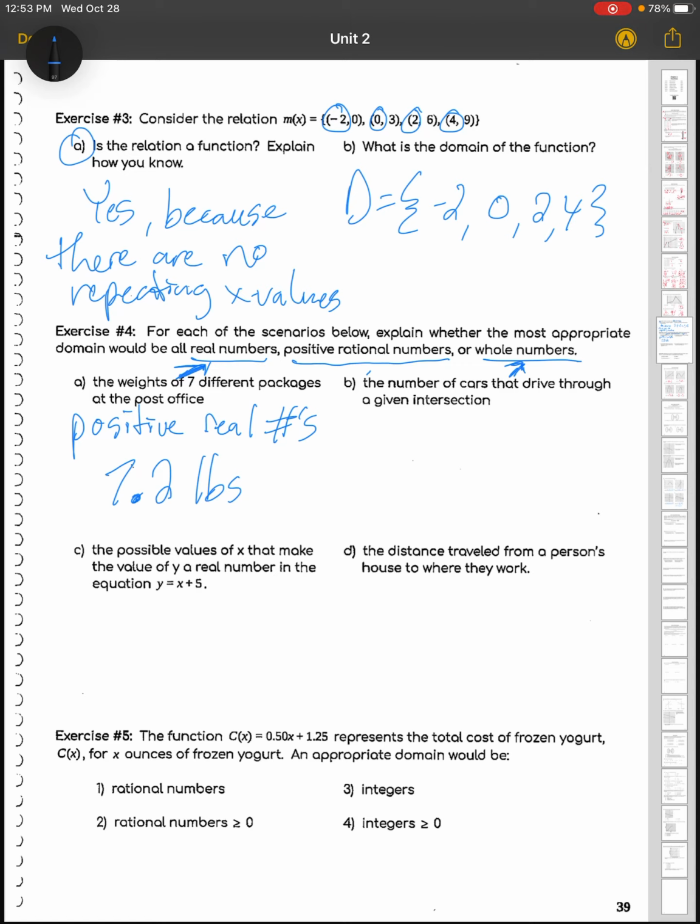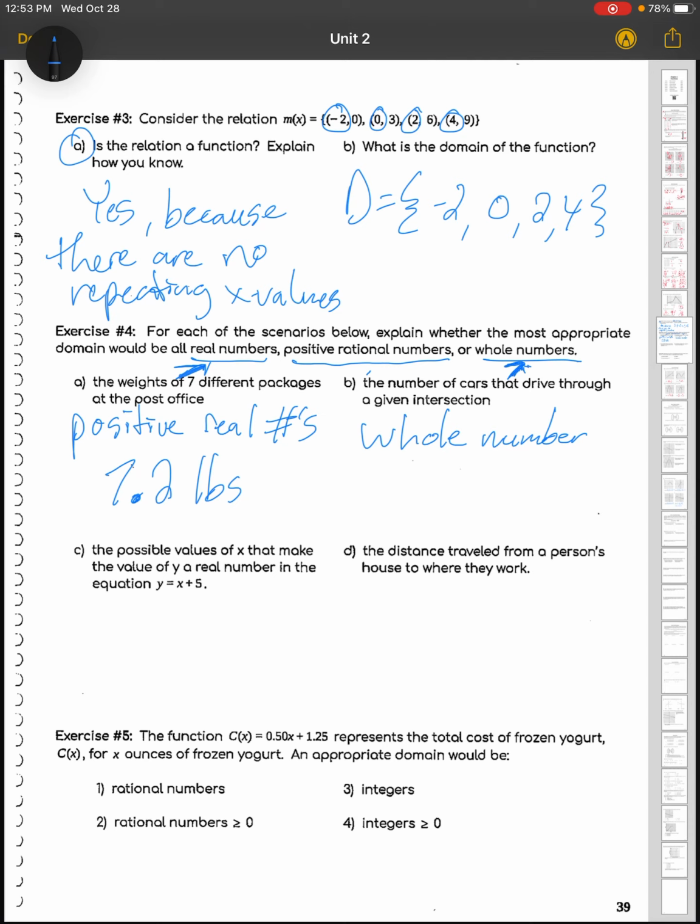Then B, it says the number of cars that drive through a given intersection. That would be a whole number answer because we cannot have a half of a car or a negative car. So all real numbers would not work. Positive rational numbers would not work. Whole numbers would be our only viable option.